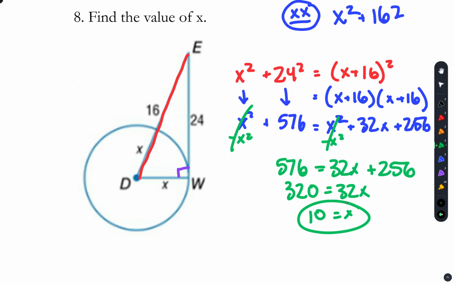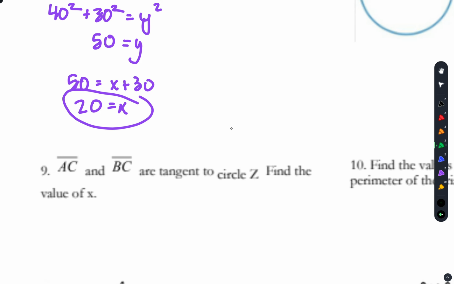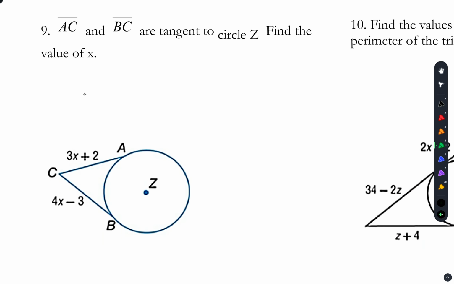All right. 2 more. I love these problems. These are my party hat problems. Number 9, it says AC and BC are tangent to circle Z. Find the value of X.